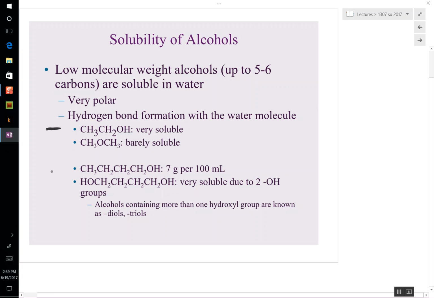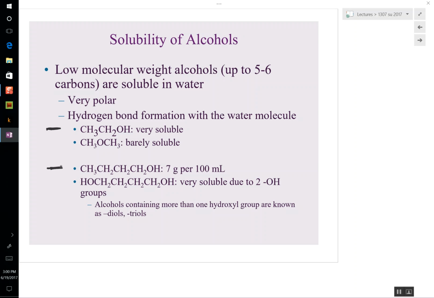Let's just compare this one with this one. I'm going to compare this molecule with this molecule. They're both alcohols. 2 carbons and 1 OH. 1, 2, 3, 4 carbons and 1 OH. I just said alcohols are soluble in water. How soluble? It depends. What does it depend on? Depends on how long this chain is. This is the alcohol in alcoholic beverages. It is very soluble. We'd say miscible.